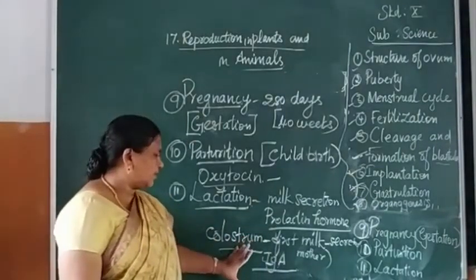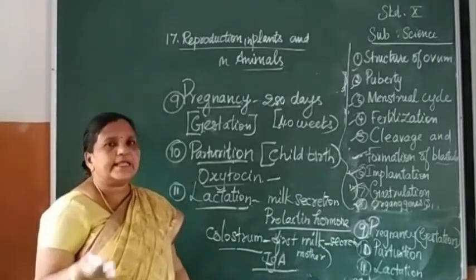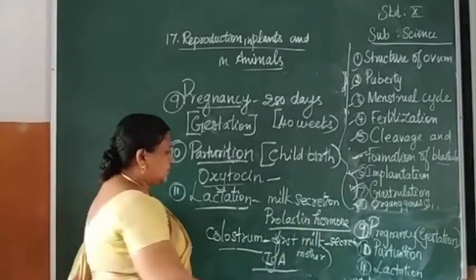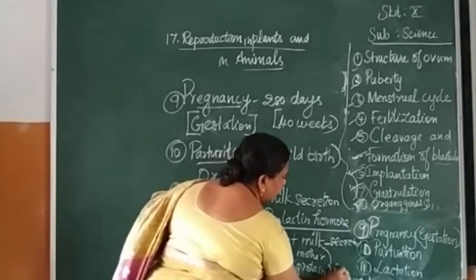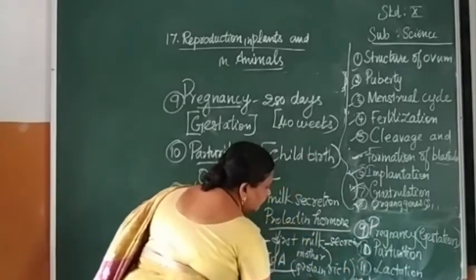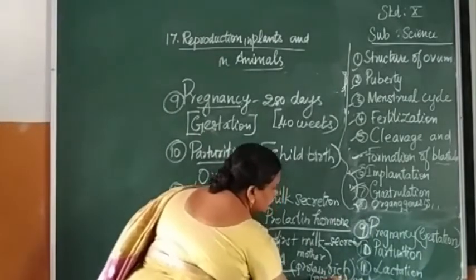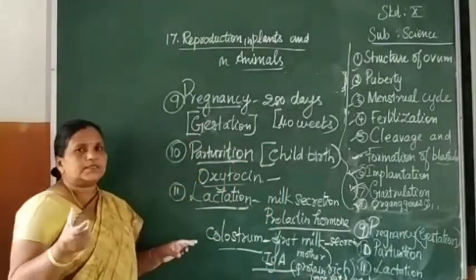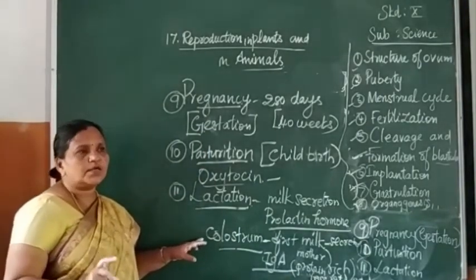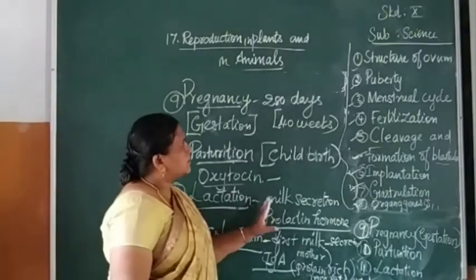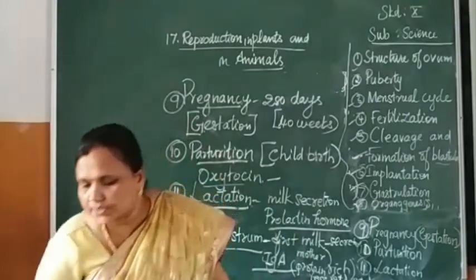That is the first point of colostrum. The second one, it is rich in proteins and has less fat content. So it is protein-rich milk and contains less fat. So it is nutritious, healthy food. Mother's milk is nutritious, healthy food for infants and newborn babies. So this chapter is over. Now we can pass on to the evaluation part.